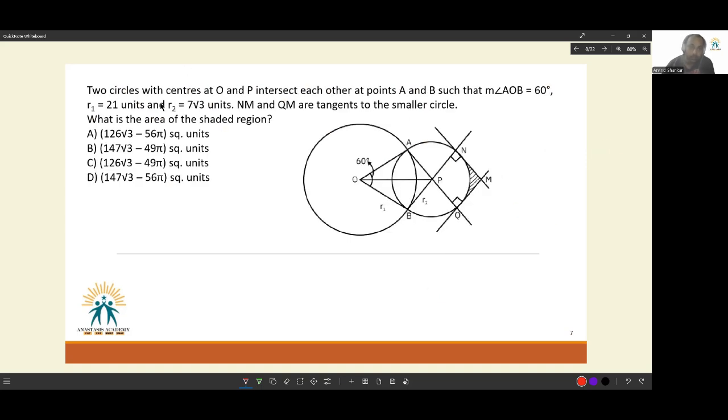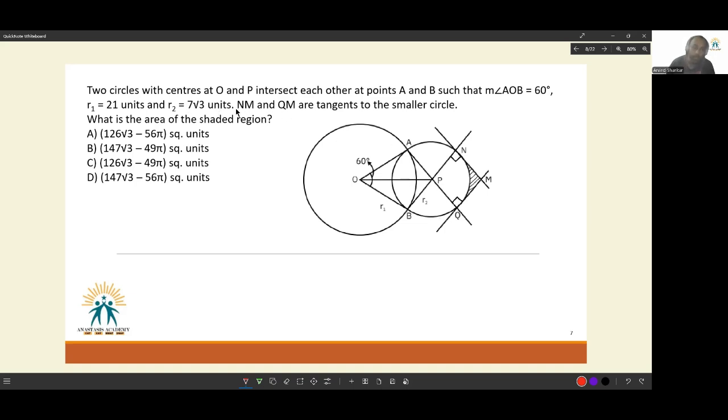Next, this one now. Two circles with centers at O and P intersect each other at points A and B such that measure of angle AOB is 60 degrees. AOB, this full angle is 60 degrees. R1 is 21, so radius of the bigger circle is 21, and R2 is 7 root 3, radius of the smaller circle is 7 root 3.